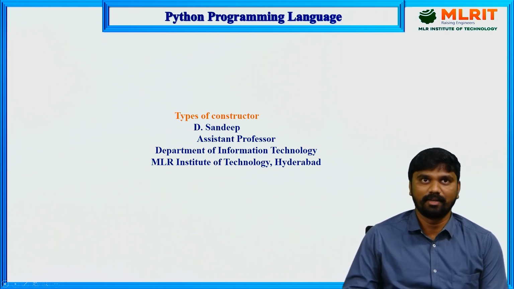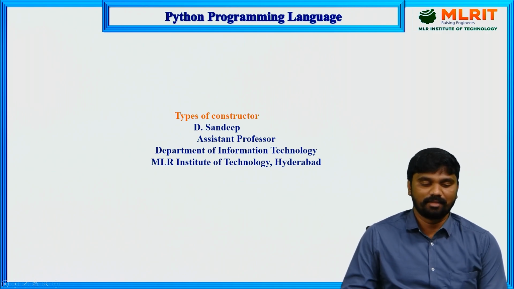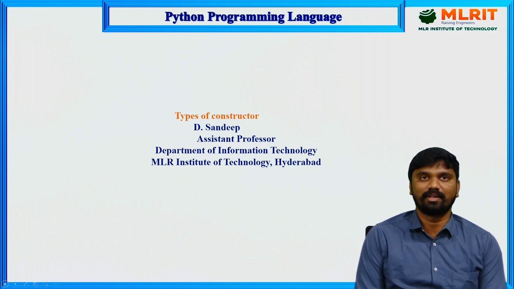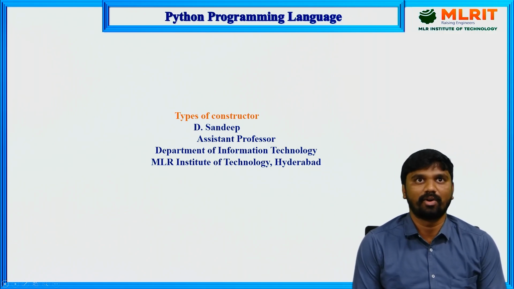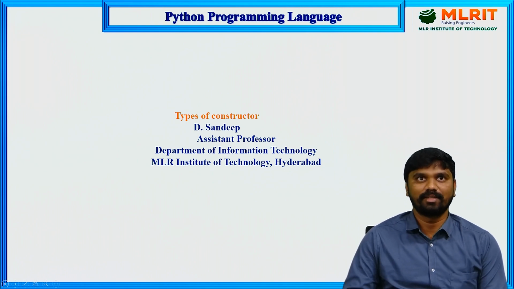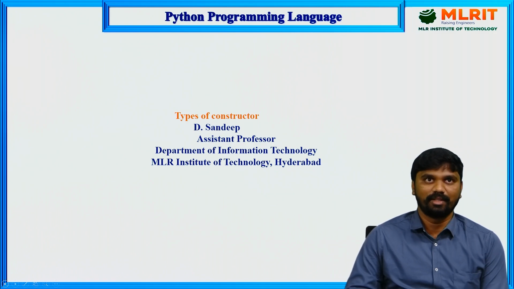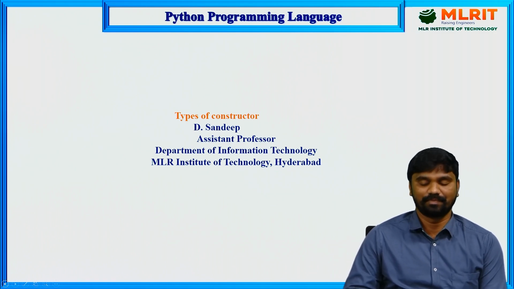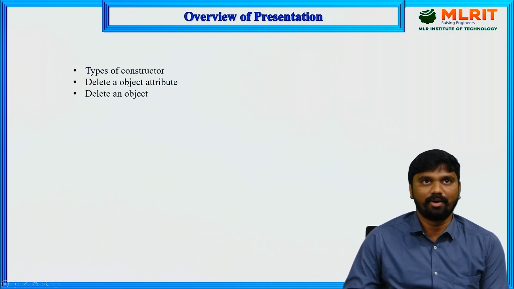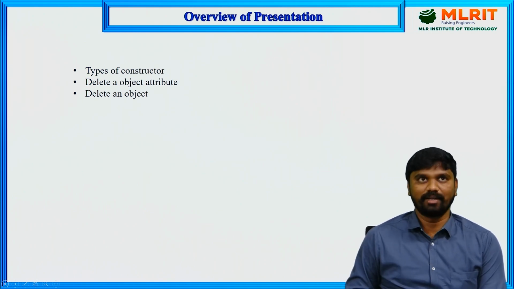So in the previous discussion, we discussed what a constructor is and how constructors are helpful in Python classes and Python objects. The main purpose of the constructor is to initialize the objects and also the instance variables. Today we are going to discuss the types of constructors, how to delete an object attribute, and also how to delete an object.